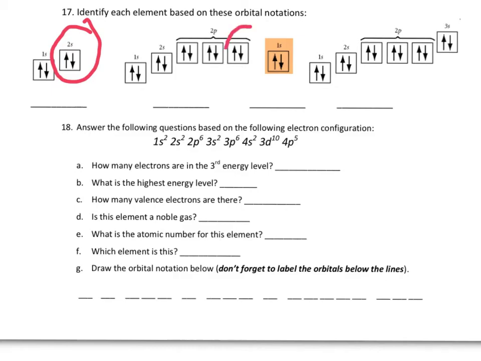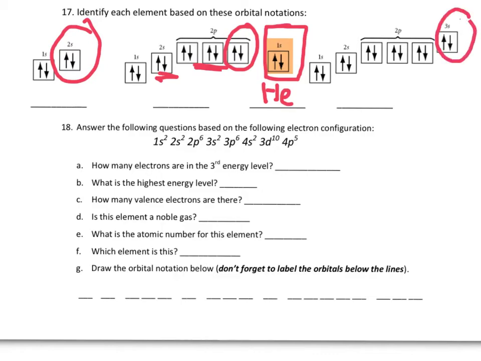On this one, we would go to the 2nd row and go to the far right element in the p block because it has a complete set. Having a complete set of s and p is a clue that this will be a noble gas. This element only has 2 electrons, obviously that's helium. And then finally, we're going to the 3rd block, the 2nd element over, to identify this particular element.